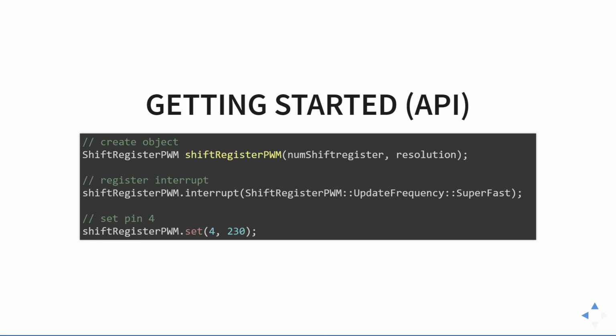The last line corresponds to Arduino's analog write. The first parameter is the pin, in this case the fifth pin of the shift register, index 4. And the second parameter is the brightness. So this is a value in the range from 0 to 255. It's an unsigned byte, and it will be scaled down to the resolution automatically. So 255 is full brightness, 0 is essentially dark, and everything in between goes linear.